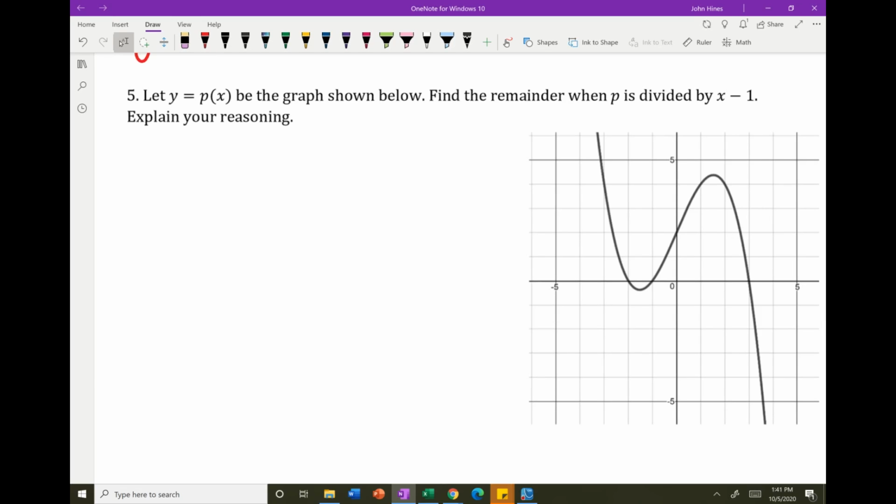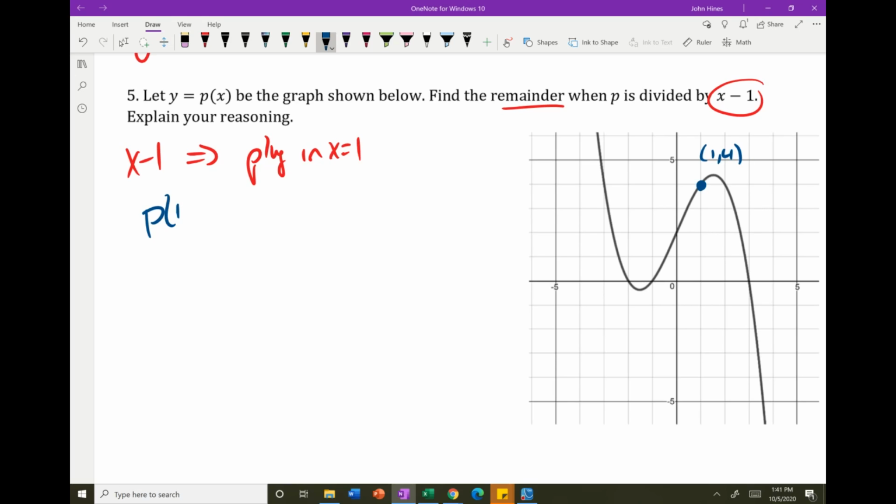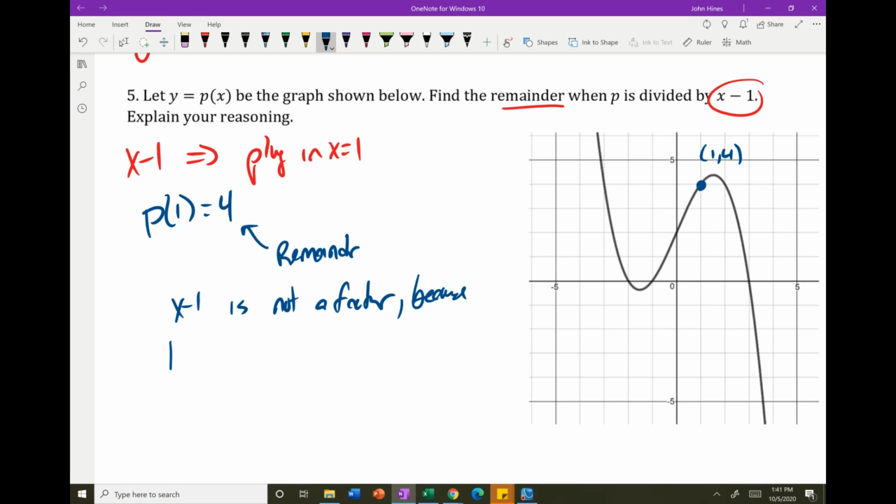So here's p of x. Find the remainder when p of x is divided by x minus 1. Well, if I'm dividing by x minus 1, I plug in the opposite. That means we're plugging in x equals positive 1. So I go to positive 1, and there it is. What's my y value? P of 1 equals 4. Now, whatever it equals there is the remainder. So in this case, it's 4. The remainder is 4. X minus 1 is not a factor because the remainder is 4.